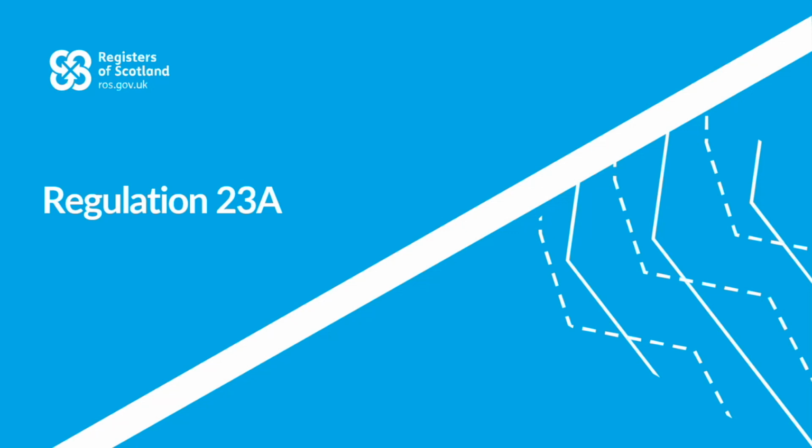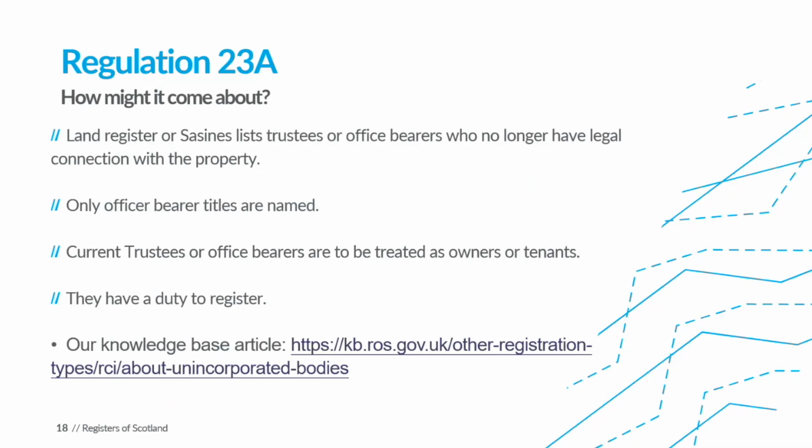We recently ran a full webinar on this topic, and there is guidance and a video online, but for those who may not be familiar, just briefly, Regulation 23A deals with the scenario where all the trustees of a trust or unincorporated body named on the property register have left that trust. This might come about if everyone has resigned or are deceased. It also applies where ex officio office bearers are not listed and only their office is named. In this instance, the current trustees are to be treated as the owners or tenants. The duty to register falls on all the current trustees.